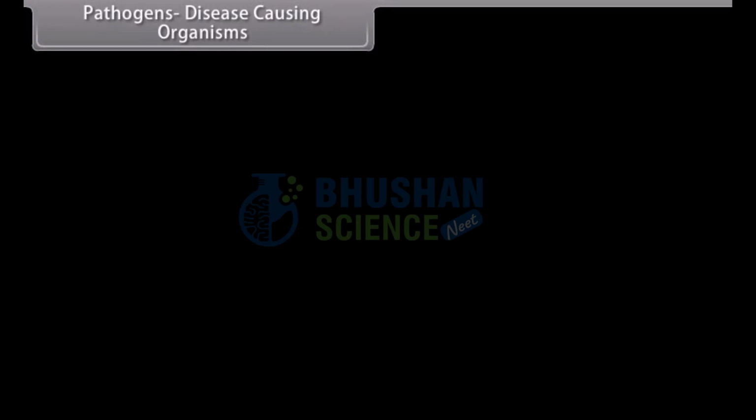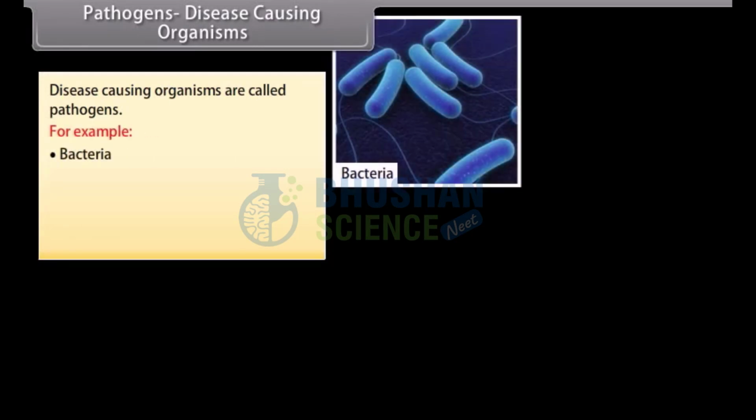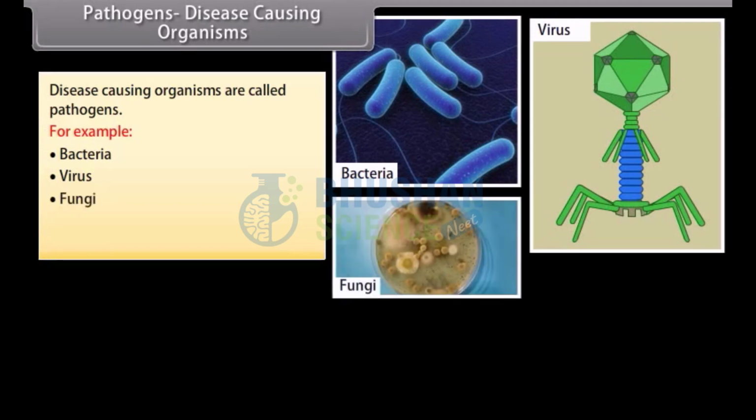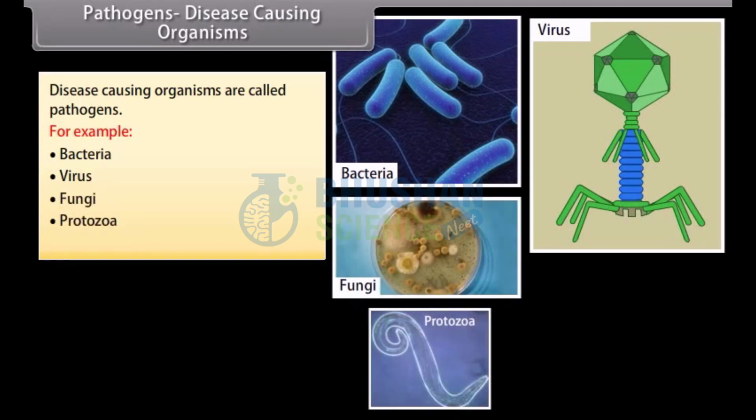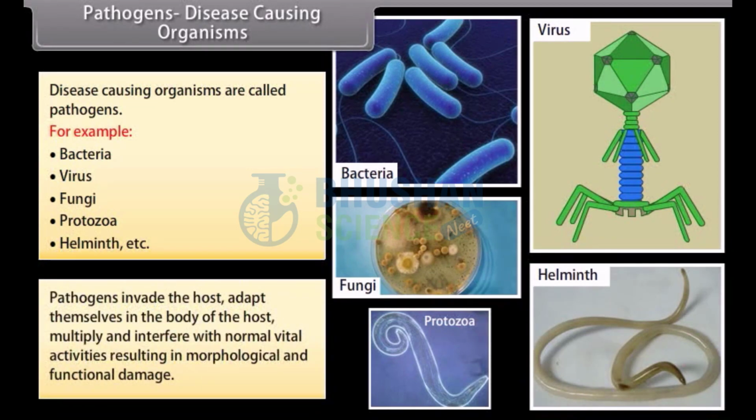Pathogens. Disease-causing organisms. Disease-causing organisms are called pathogens. For example, bacteria, viruses, fungi, protozoans, helminths, etc. Pathogens invade the host, adapt themselves in the body of the host, multiply and interfere with normal vital activities, resulting in morphological and functional damage.